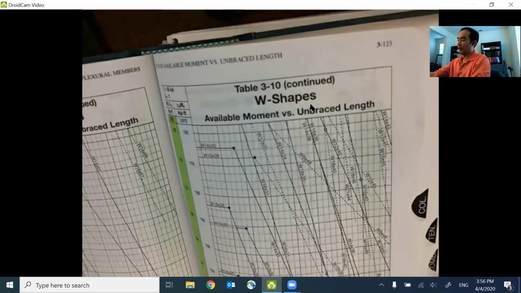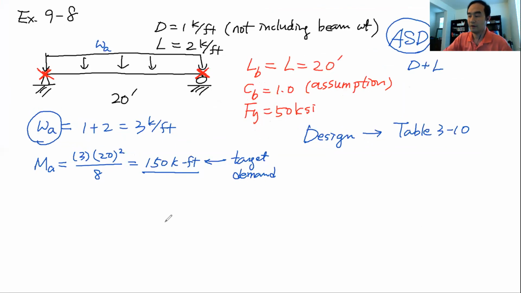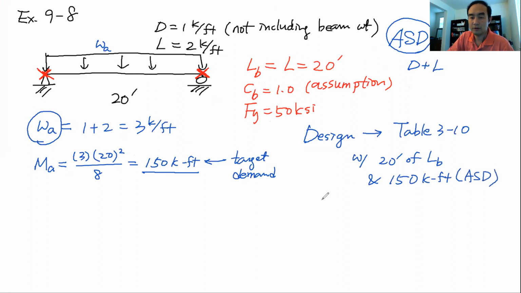So I'm going to write down that section here. So I said, from Table 3-10 with 20 feet of L sub b and 150 kip feet using ASD, we find the intersection point, right? Like this. So this is 20 feet. Here we have 150 kip feet.